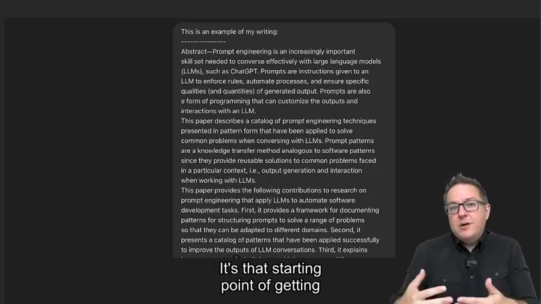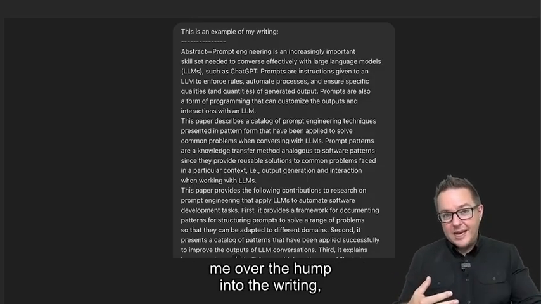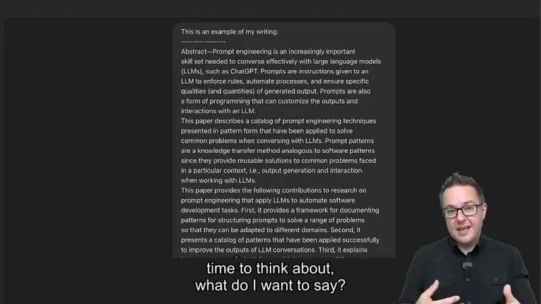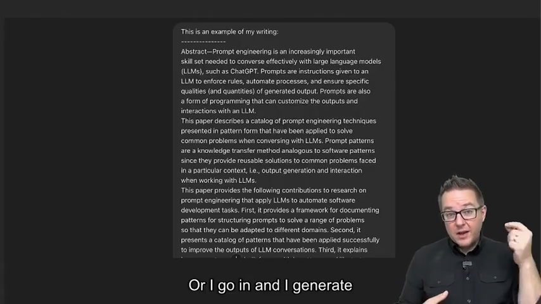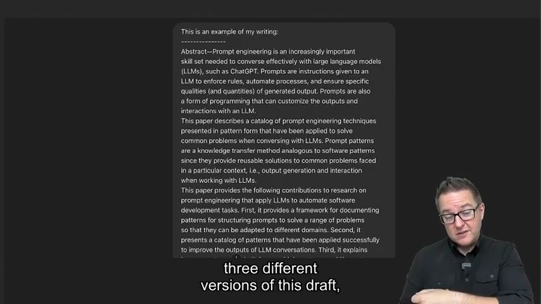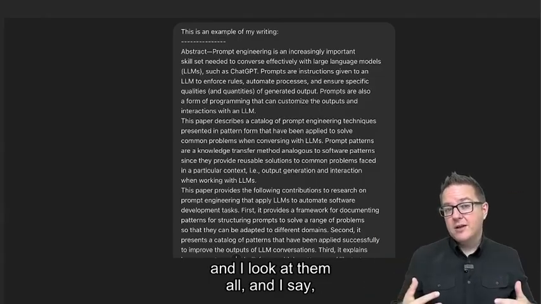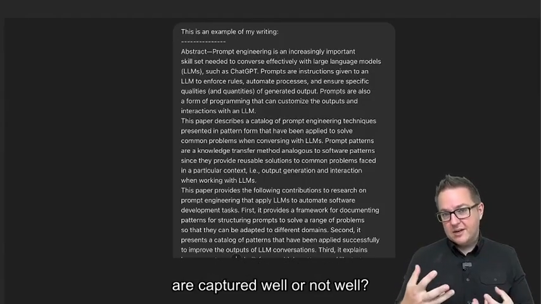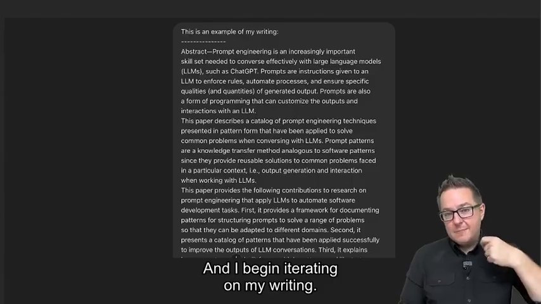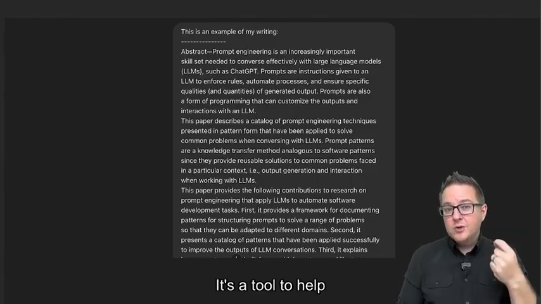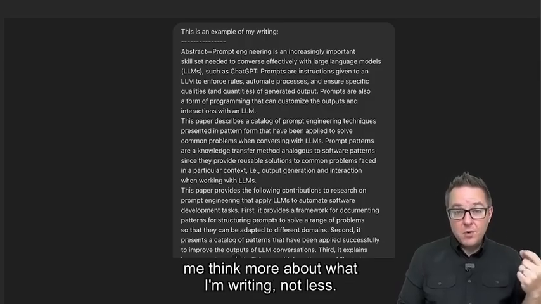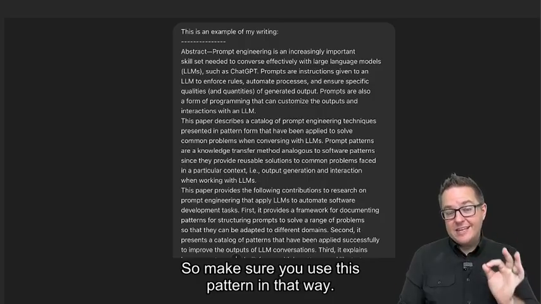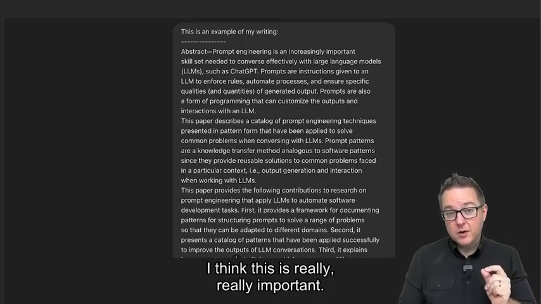It's that starting point of getting me over the hump into the writing, but really giving me lots of time to think about, what do I want to say? What's missing now in this draft? Or I go and I generate 3 different versions of this draft, and I look at them all. And I say, what are the ideas that are captured well? What are the stylistic things that are captured well or not well? And I begin iterating on my writing. It's a tool to help me think more about what I'm writing, not less. So make sure you use this pattern in that way. I think this is really, really important.